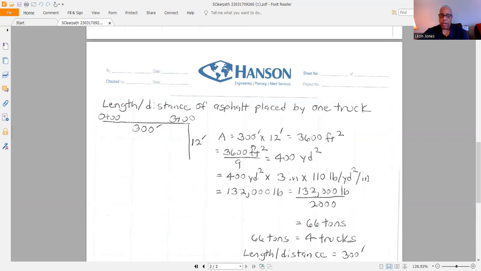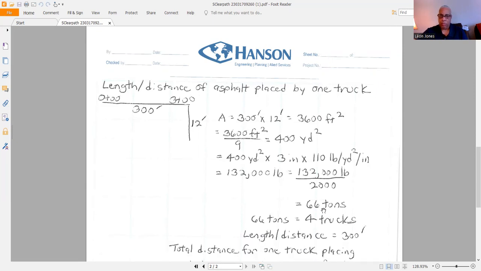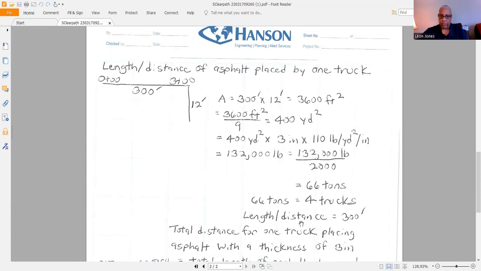I'm going to show you right now. I already calculated the area for you, 3,600 square feet. I came up with 400 square yards. And then I went through the same mathematics as I did for the yield. But this time, I came up with trucks, 66 tons. Well, 66 tons is going to be roughly 4 trucks.